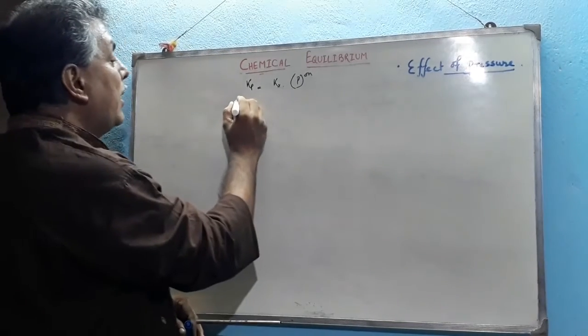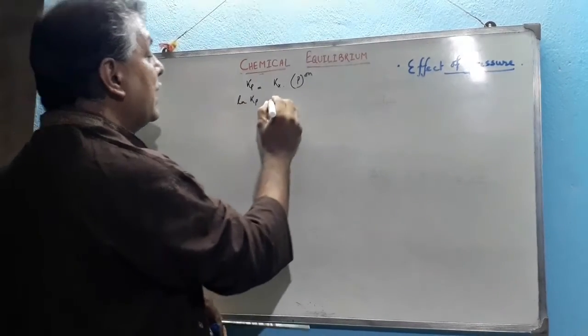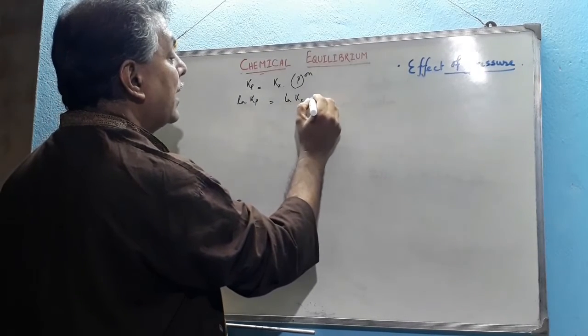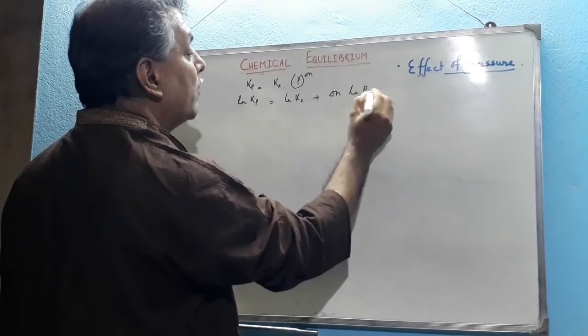Now, if we take the natural logarithm of both the sides, ln Kp equals ln Kx plus ΔN ln P.